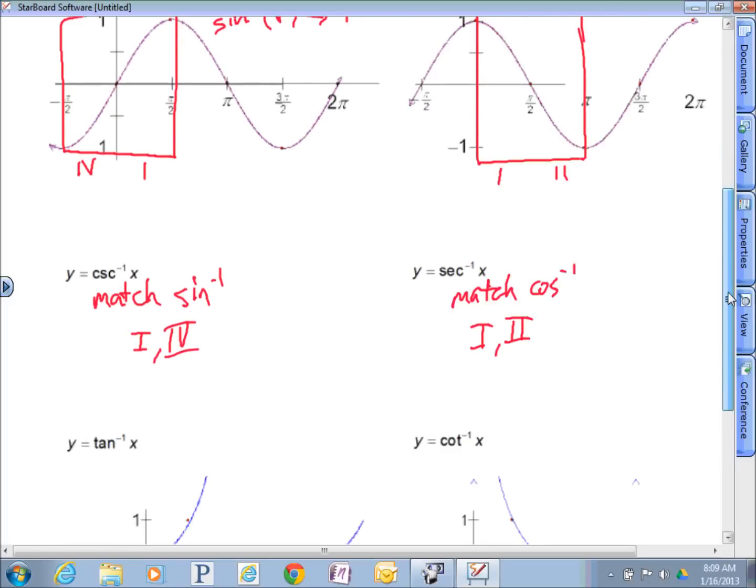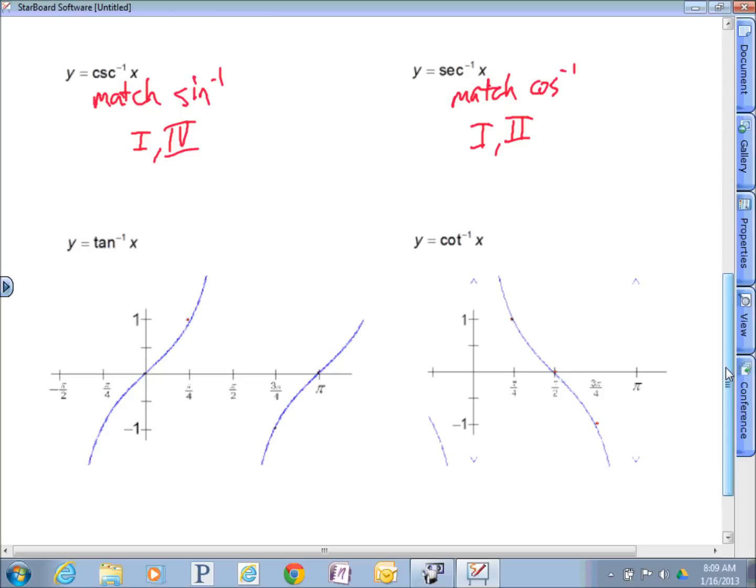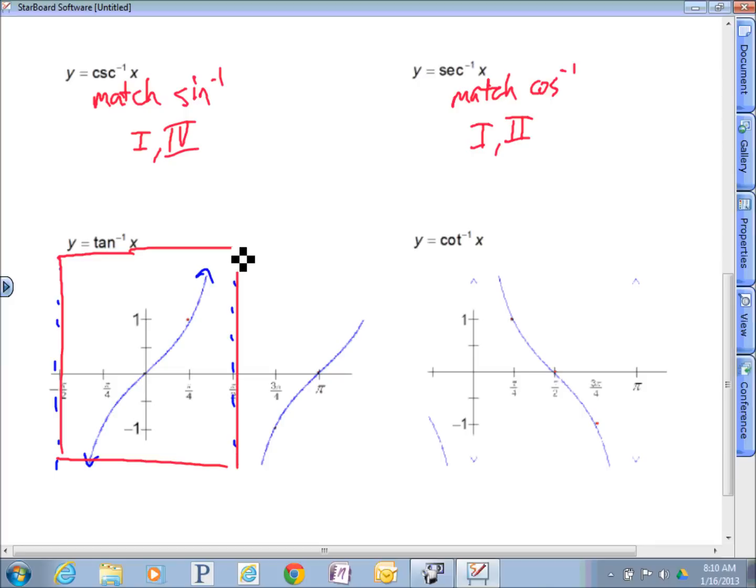The ones that are going to throw you off a little bit are tangent and cotangent. I've got more than one period of tangent drawn here, and remember that its period is half that of sine and cosine. My tangent graph should have an arrow here and here. It has an asymptote at pi over 2 and an asymptote at negative pi over 2. So when I look at that graph, we're going to limit our domain for tangent to be between negative pi over 2 and pi over 2.